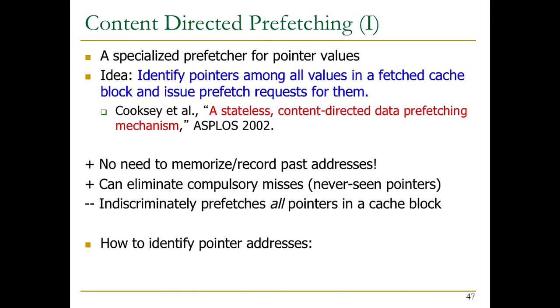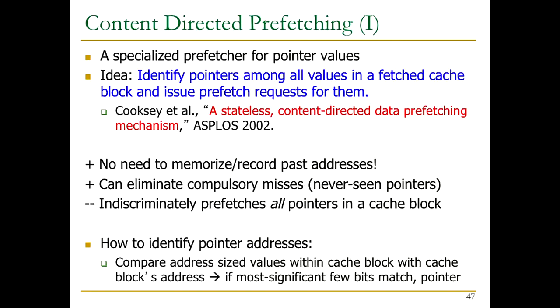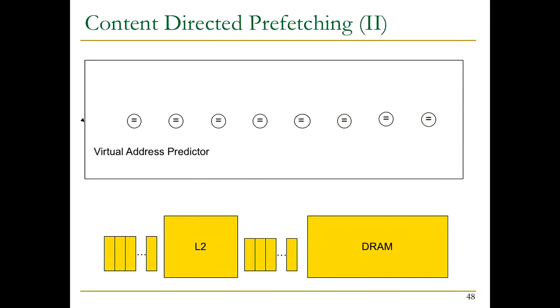And we've discussed this last time. Actually, the one that I discussed, the AVD predictor, used a mechanism that's very similar to this. What they did in this work is they compare address-size values within a cache block, let's say 32 bits, with the cache block's address. And if the most significant few bits match, then they declare that it's a pointer. I'll give you an example over here.